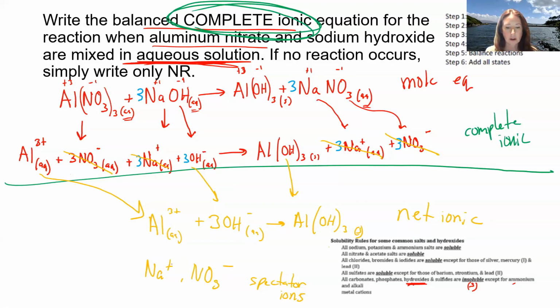Question about this one. So go ahead. You don't have to put the quantity of the spectator ions. No, it's not wrong if you do, if you want to put the 3 on there, but it's not needed. Yeah, it's not needed.